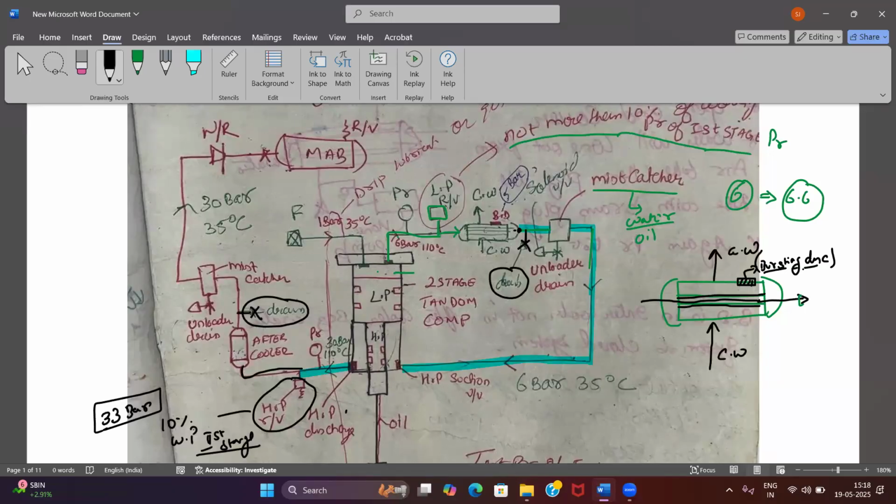Why? Because the water is a closed system. I will come to it later on. Let us just complete this flow of your air. So this goes here, again to the mist catcher, and again it will remove. Do I need this aftercooler actually? Is this aftercooler affecting my compressor performance?